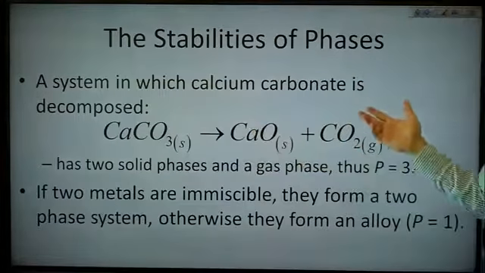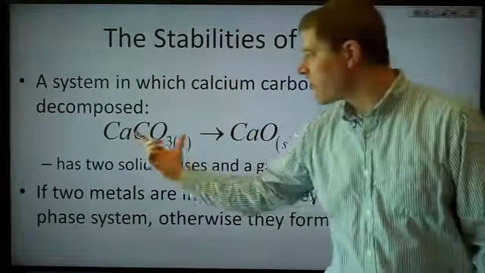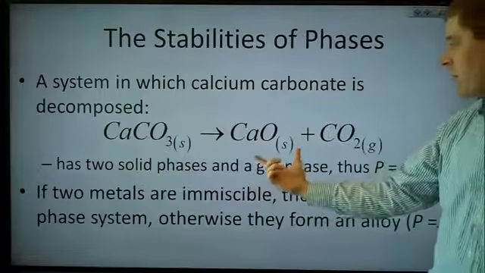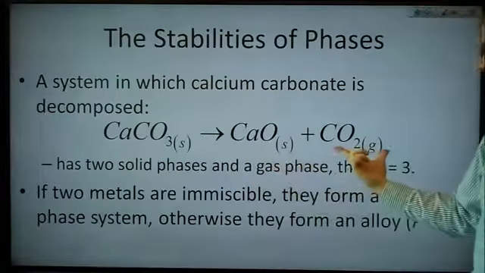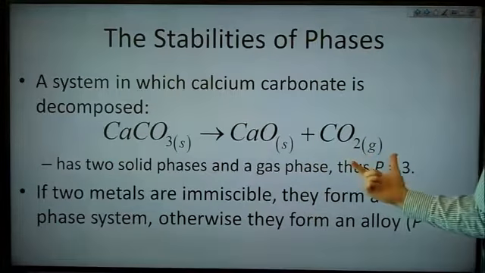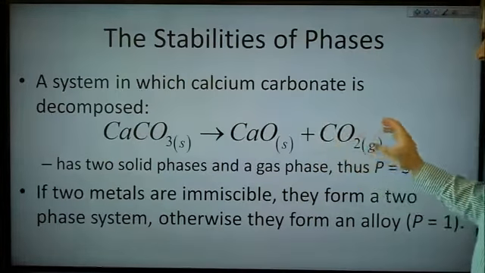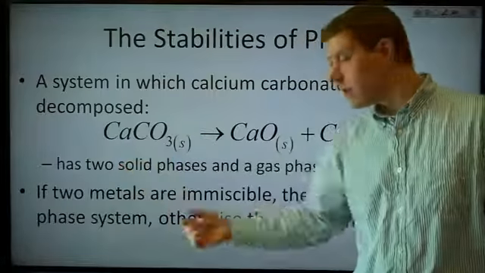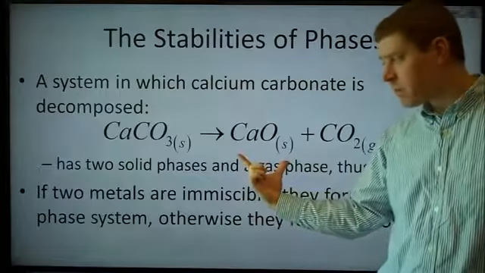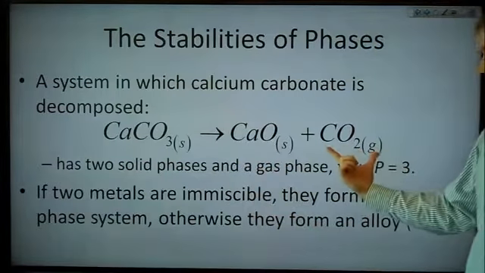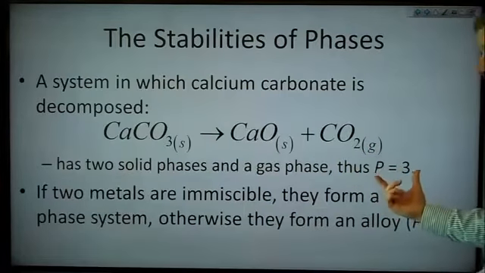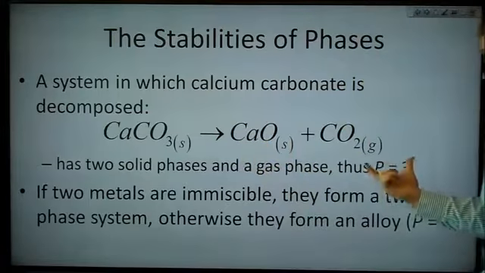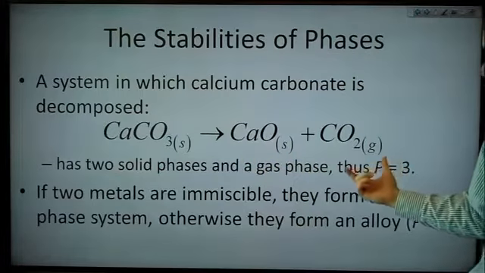Right, so a system in which calcium carbonate is decomposed, like this, so we have calcium carbonate solid, reacting to form calcium oxide solid, plus carbon dioxide gas. This has two solid phases, the calcium carbonate and the calcium oxide, and one gas phase, the carbon dioxide, and therefore we have three different phases present. The two solid phases plus one gas phase.